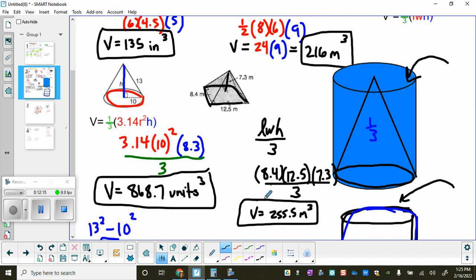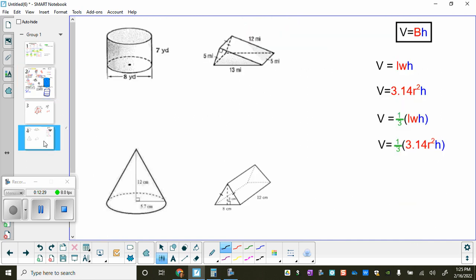So your formula sheet gives you everything you need to know. It's more about just comprehending that in the background, you've always got the area of the base times the height. And if it's a cone or a pyramid, just divide by 3. All right, so let's flip over to the next page.